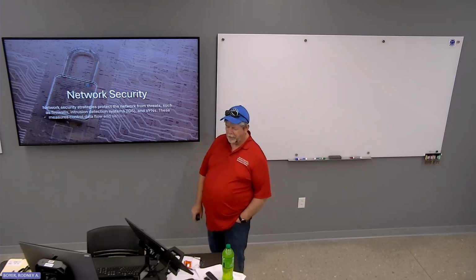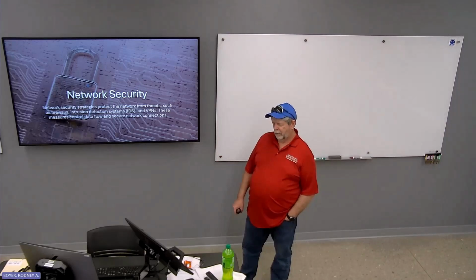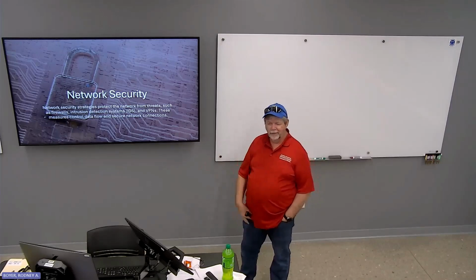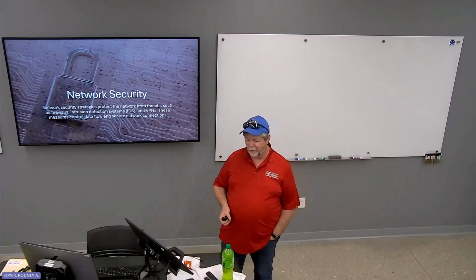Okay, network security. Network security strategies protect the network from threats, such as firewalls. Well, the way that reads is that the firewall, IDS, and VPN are the threats. I read it as naming the ones that protect. It only clicked now. Yeah, that makes sense. The easiest way to protect your network is just lock down your firewall. If you don't have any open ports on it, then nobody can get through it.